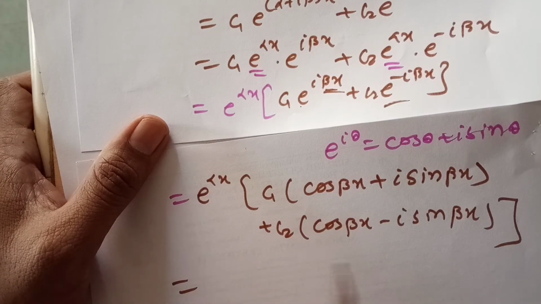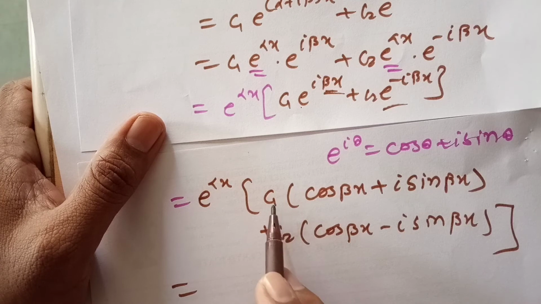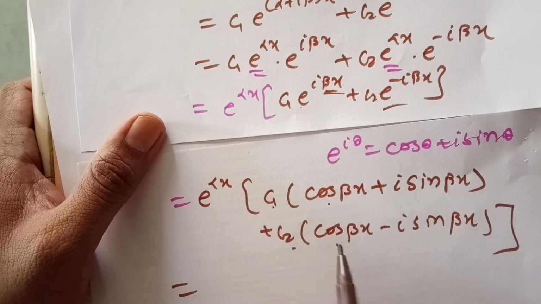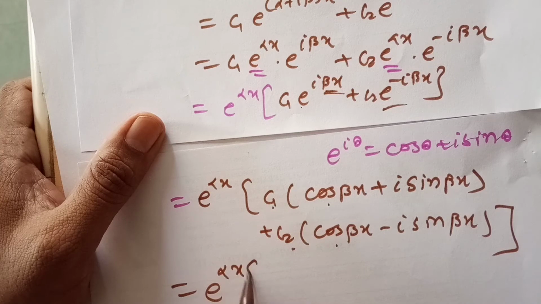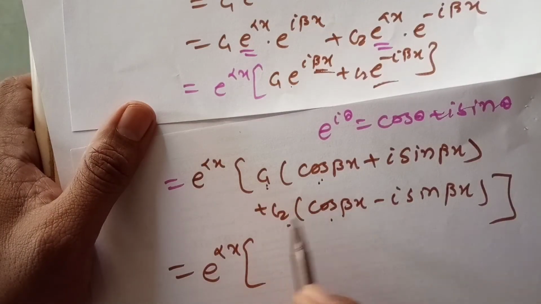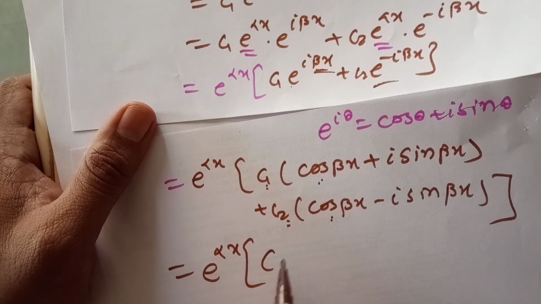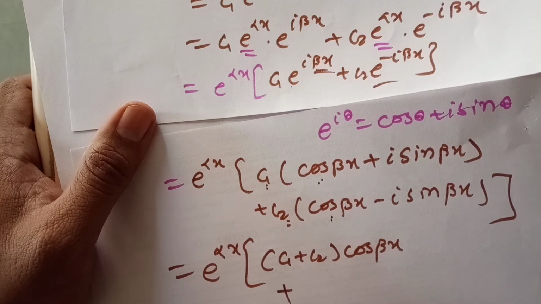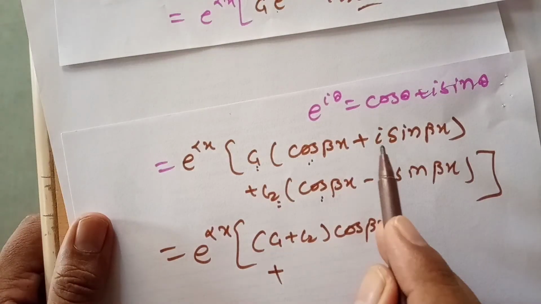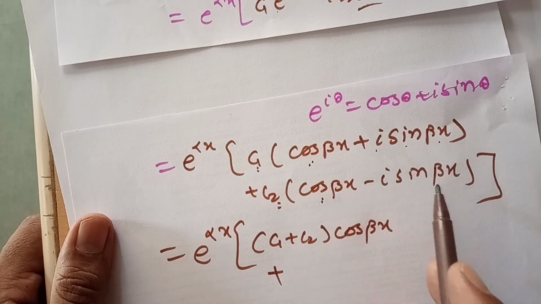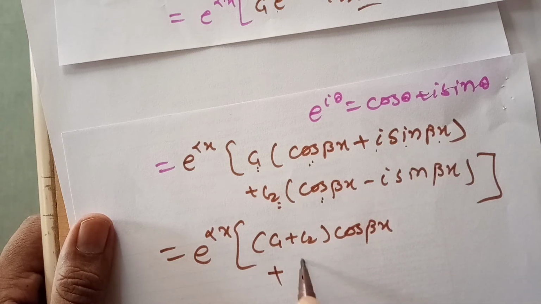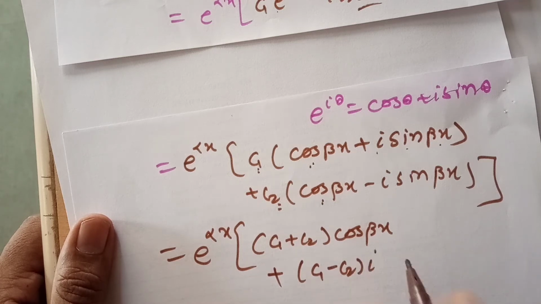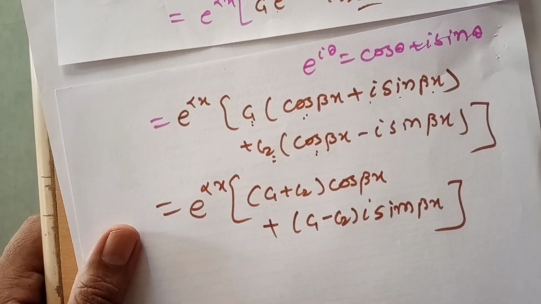Now I will collect the real and imaginary parts. Then we get C1 multiplied by this term, C2 multiplied by this term. Therefore, I will write e raised to alpha x into C1 into this term, C2 into this term. This is our real part. I will write here C1 plus C2 into cos of beta x, plus this i is here, minus i is here, sin beta x is also common, and I will write here C1 minus C2 into i into sin of beta x. This is your real part, this is your imaginary part.